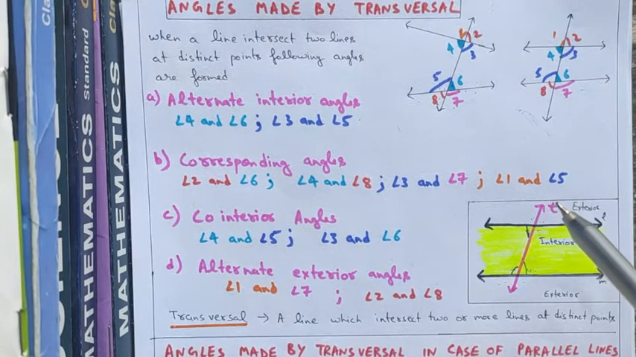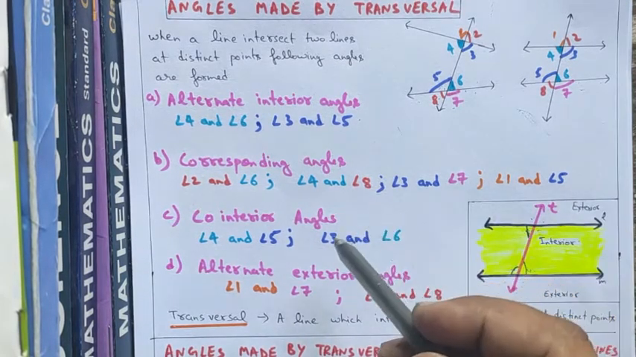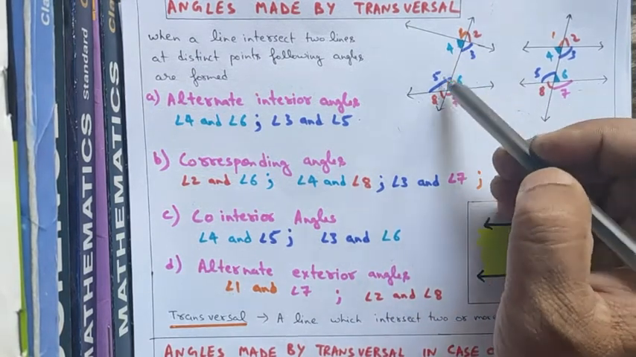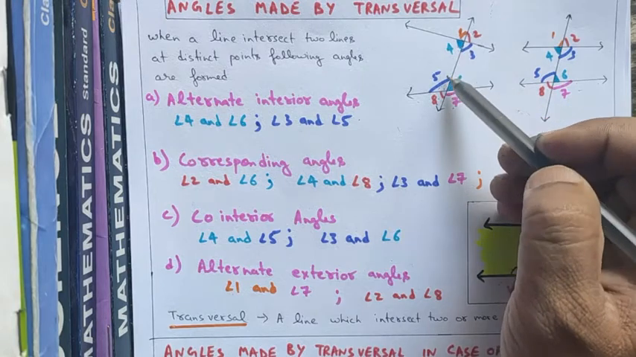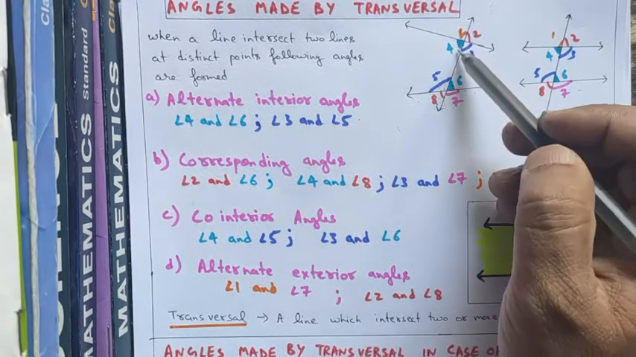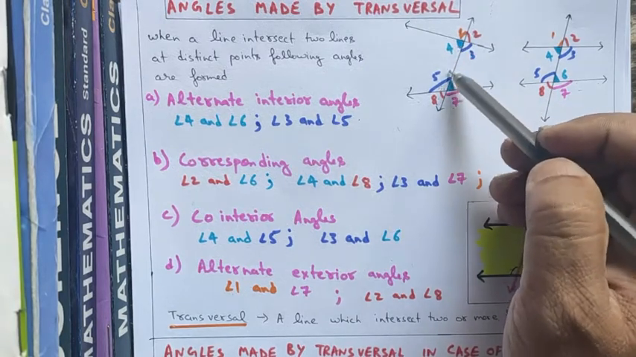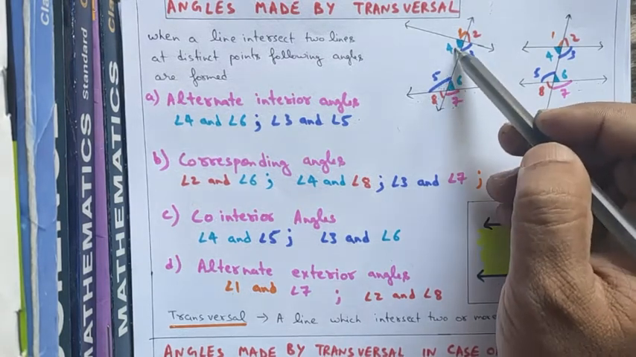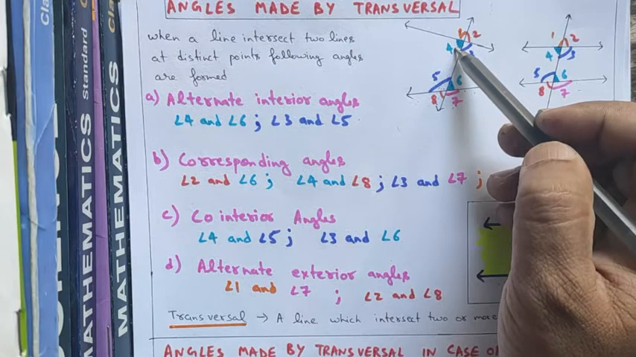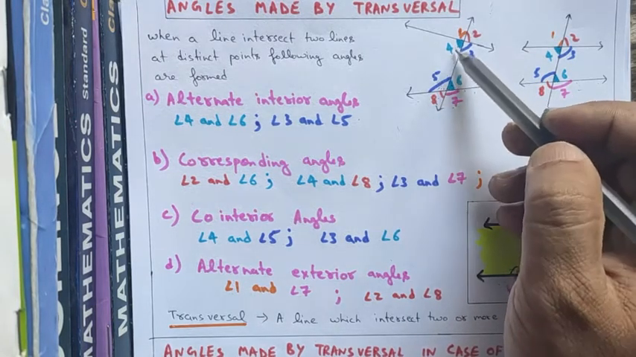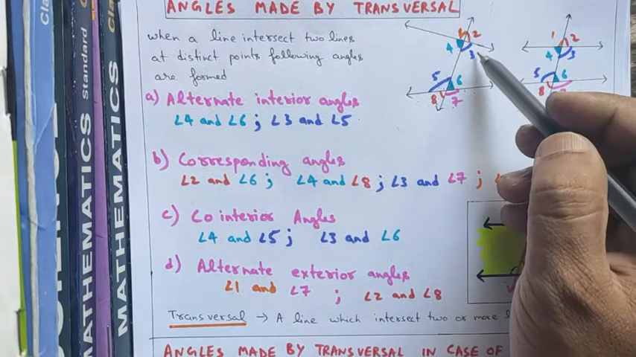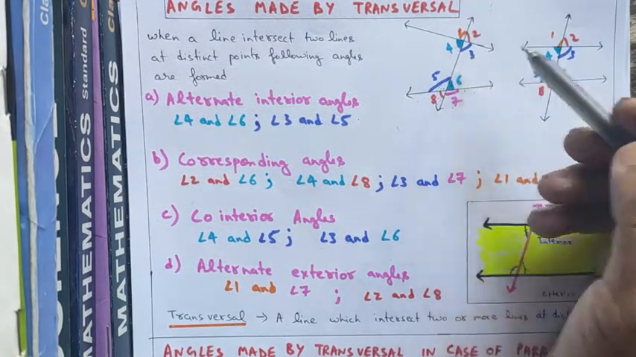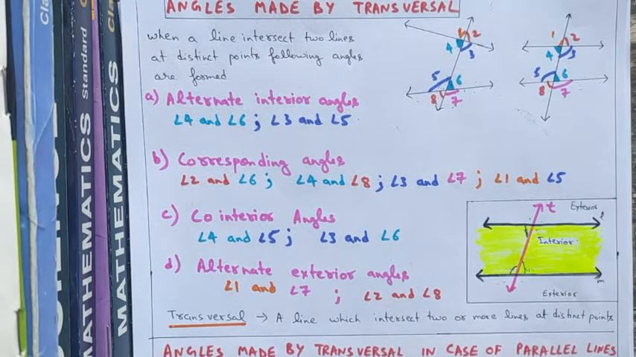The third category is co-interior angles or consecutive interior angles. Angle 4 and angle 5 are interior angles and they are adjacent, or consecutive, to each other. Therefore, they are called consecutive interior angles or co-interior angles. Angle 4 and angle 5. The second pair is angle 3 and angle 6. So there are two different pairs of co-interior angles.